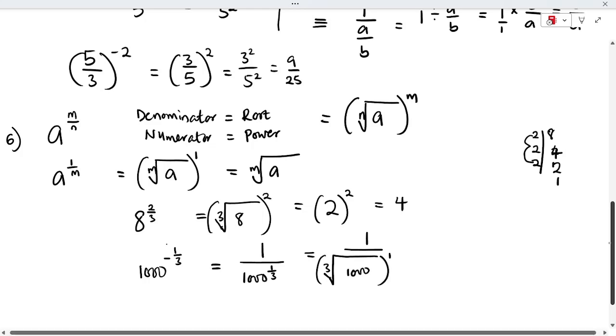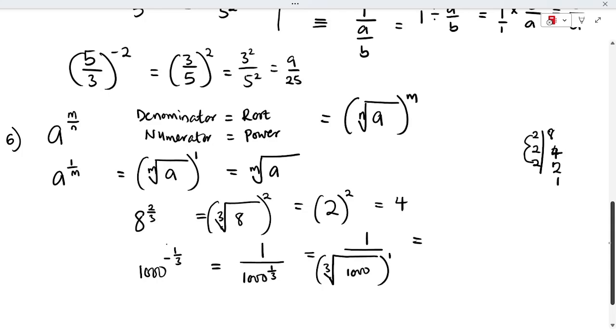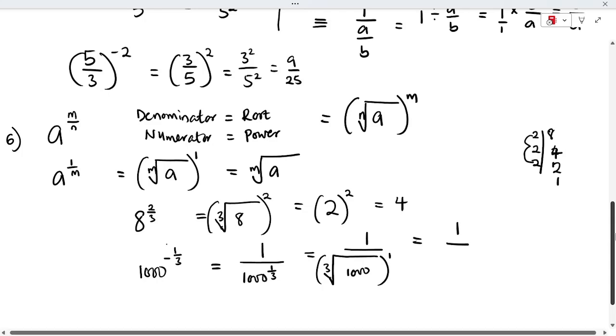Because raised to power 1, at times you can just simply leave it out. But in this case, I'm trying to follow the law to make it clear, so we leave it there. So we have 1 over. Next thing is, what is the cube root of 1000?